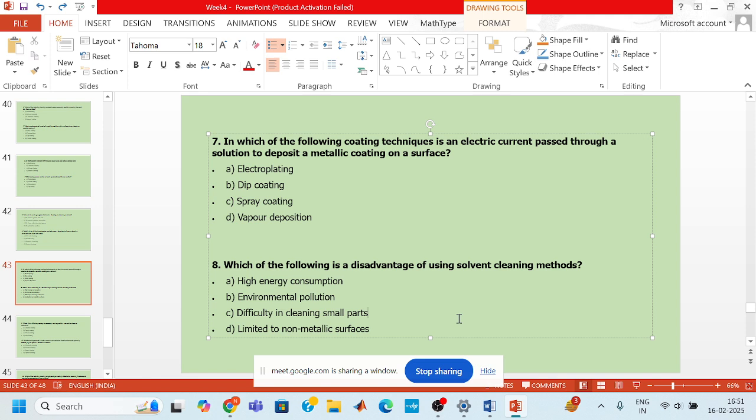What could be the answer of question number 8? Disadvantage of using solvent cleaning methods. So the main disadvantage of using solvent cleaning method is environmental pollution.